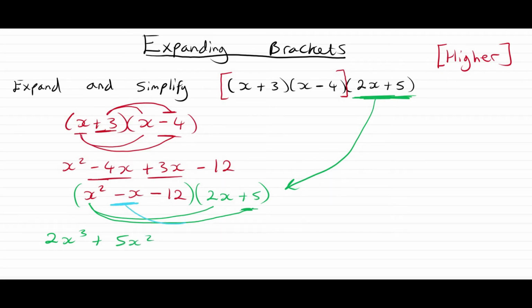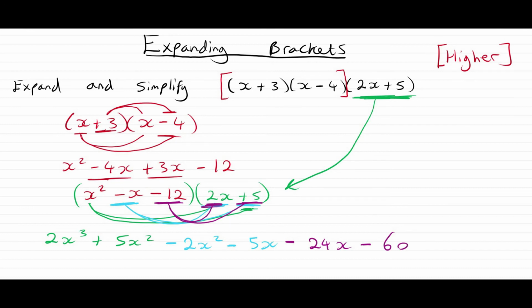minus x times the same 2x, which gives you minus 2x squared, minus x times 5, which gives minus 5x, and then finally minus 12 I'm going to deal with. So minus 12 times the same 2x gives you minus 24x, and the same minus 12 times positive 5 gives you minus 60, okay?